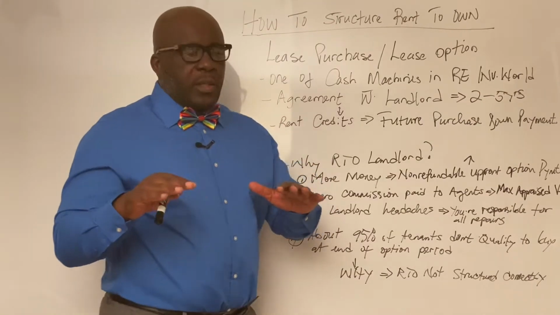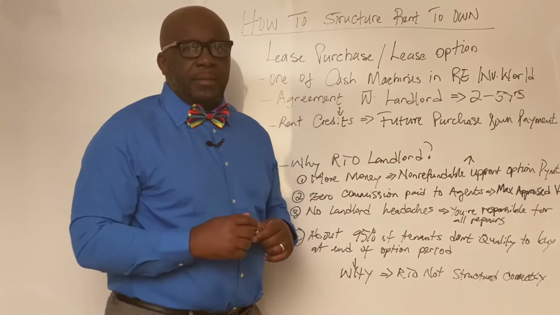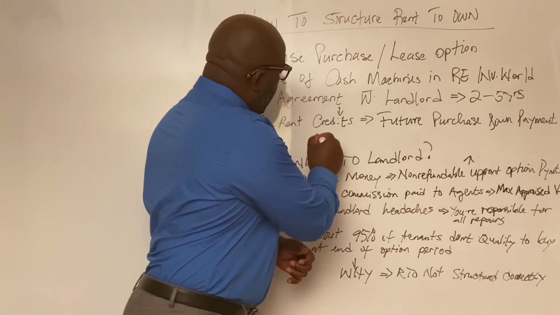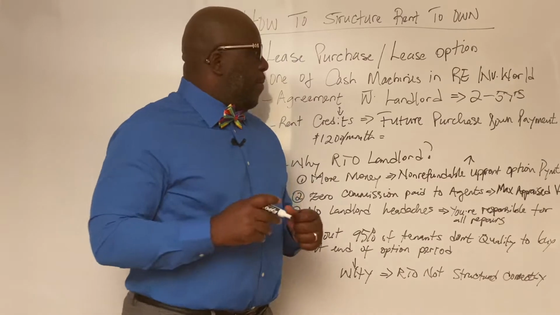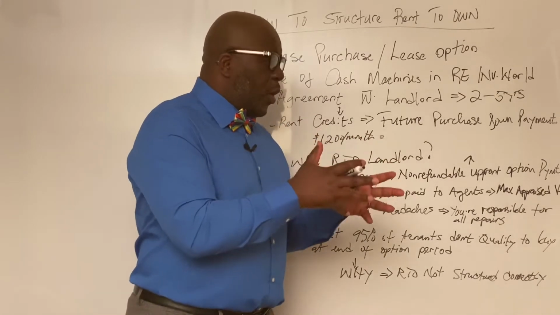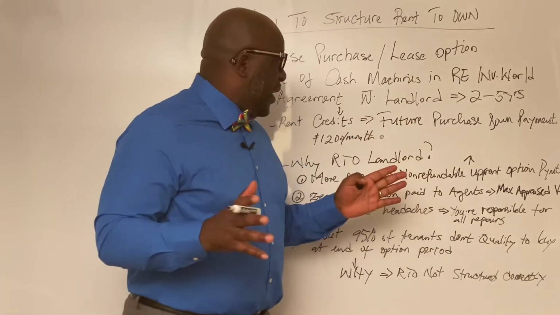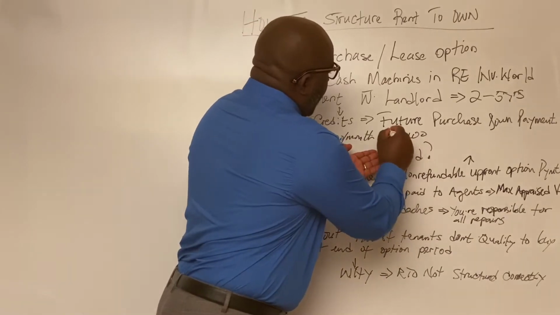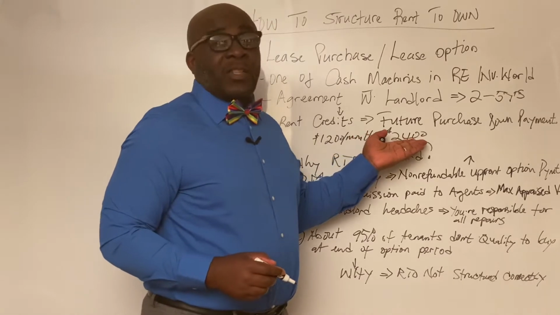In a rent to own, there is what we call rent credits. Let's say, for example, you're paying $1,200 a month. You can have an agreement with the landlord that $200 each month will go towards your future purchase. So at the end of the year, you have $2,400. The landlord will keep this money in an escrow account.